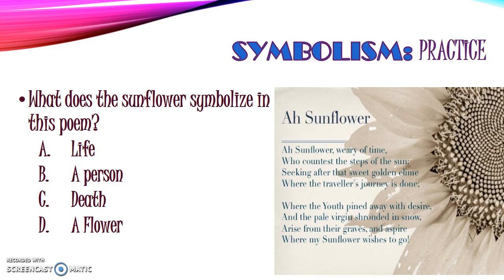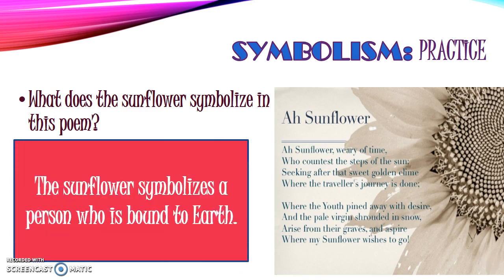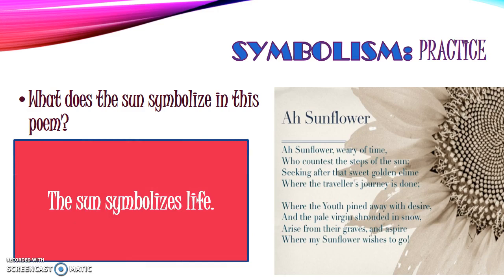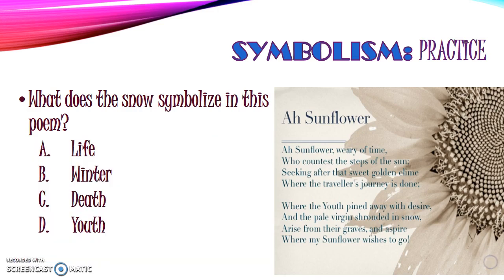Life, a person, death, or a flower? What does the sunflower symbolize? The sunflower symbolizes a person who is bound to earth. What does the sun symbolize in this poem? Life, a person, death, or a star? The sun symbolizes life.